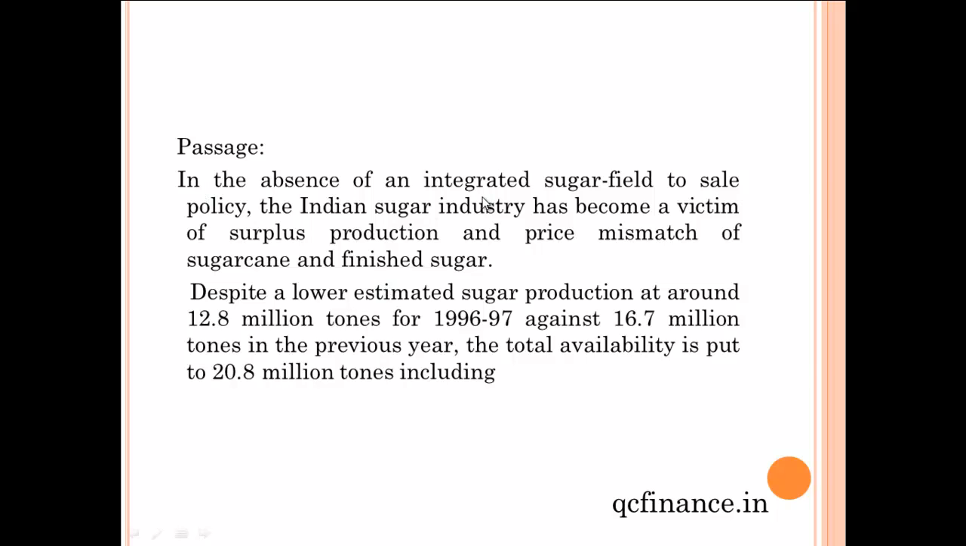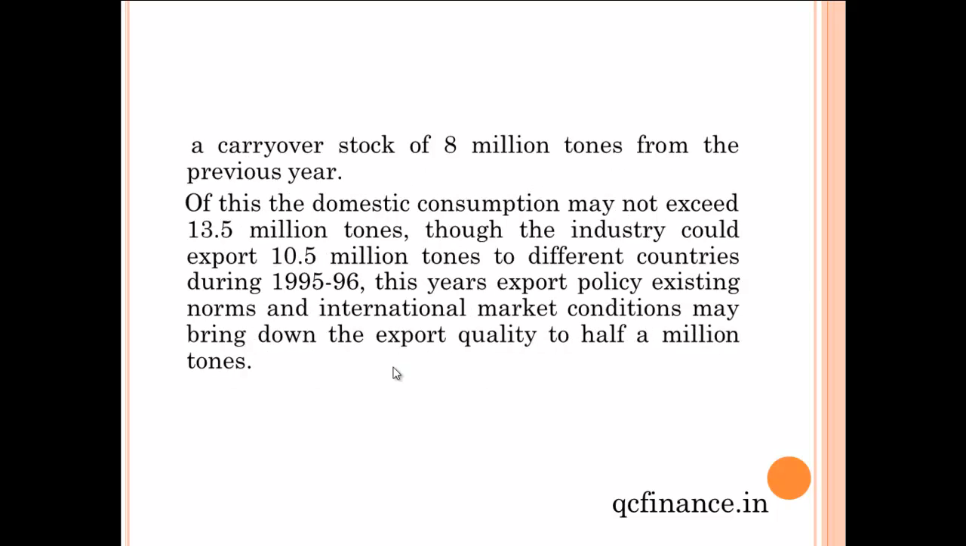Now the passage says, in the absence of an integrated sugar field to sale policy, the Indian sugar industry has become a victim of surplus production and price mismatch of sugarcane and finished sugar. Despite a lower estimated sugar production at around 12.8 million tons for 1996-97 against 16.7 million tons in the previous year, the total availability is put at 20.8 million tons, including a carryover stock of 8 million tons from the previous year.